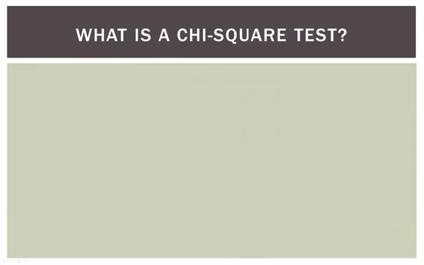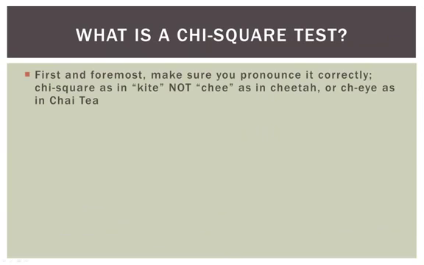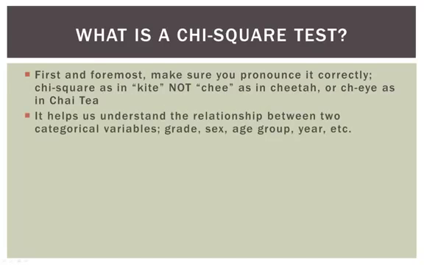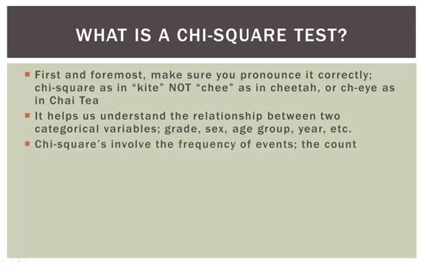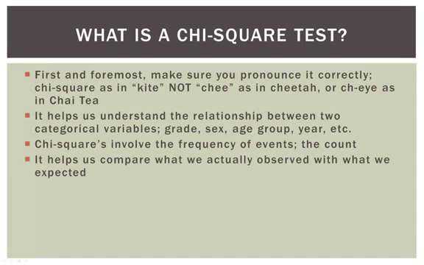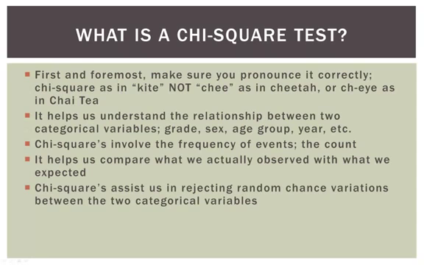All right, just a quick review. What is a chi-square test? Remember, it is chi as in kite. It helps us understand the relationship between two categorical variables. That's important. Chi-squares involve the frequency of events, the count. So in this case, we were counting the number of times each number comes up. It helps us compare what we actually observed with what we expected. Chi-squares assist us in rejecting or ruling out, to some extent, random chance variations between categorical variables.